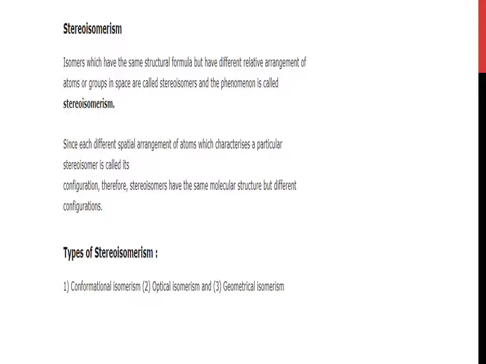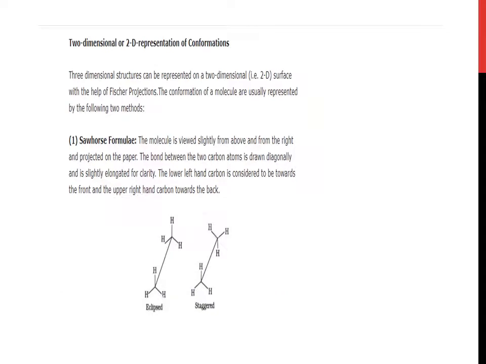Now, types of stereoisomerism. Number 1, conformational isomerism. Number 2, optical isomerism. Number 3, geometrical isomerism. Start with conformations. Two-dimensional or 2D representations of conformations. Three-dimensional structures can be represented on two-dimensional space, like on the sheet, on the paper of your notebook, with the help of Fischer projections.